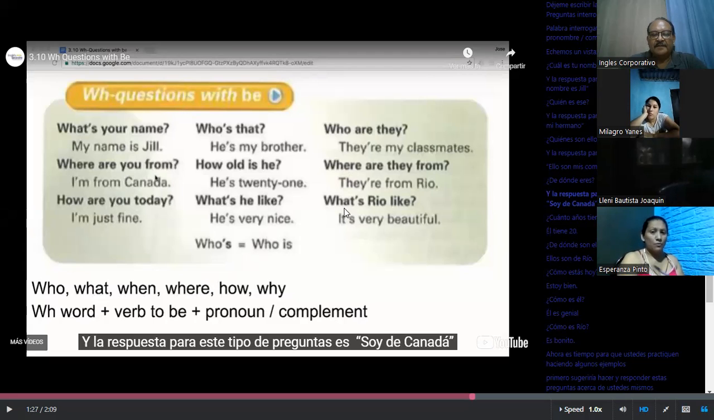Where is El Salvador? Where is Usulután? Where is Santa Ana? Okay, then this is, for example, how old are you? How old is he? How old is she? How old are they? Why and reasons. Okay, so we have WH word. Then you have the verb to be, is, are, or am. And here, I, you, we, he, she, or they.